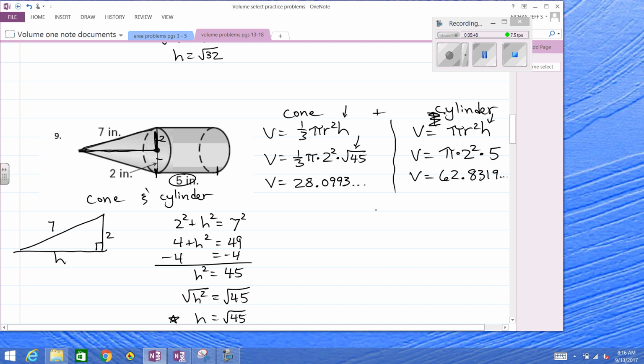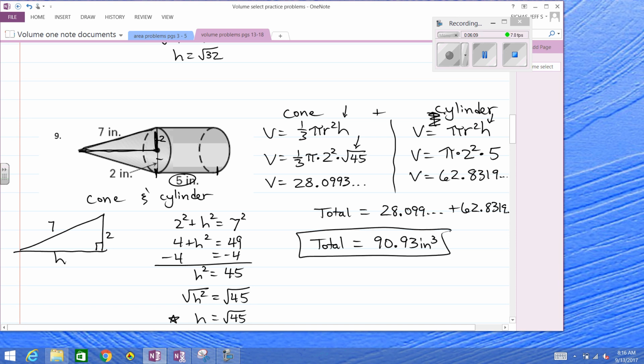What we'll do is we'll add them together, so the total volume is going to be 28. Let your calculator do this. I'm just going to write it to show what I'm doing, but I'm going to let the calculator do all of that, and I get 90.93 when I round it, and that is also inches cubed. Okay, so that's that one.